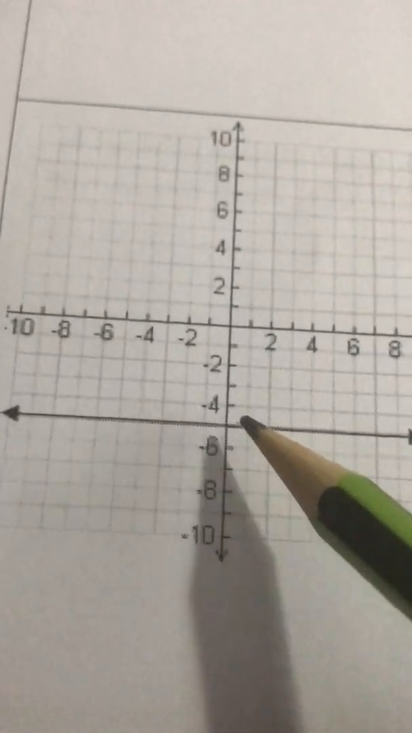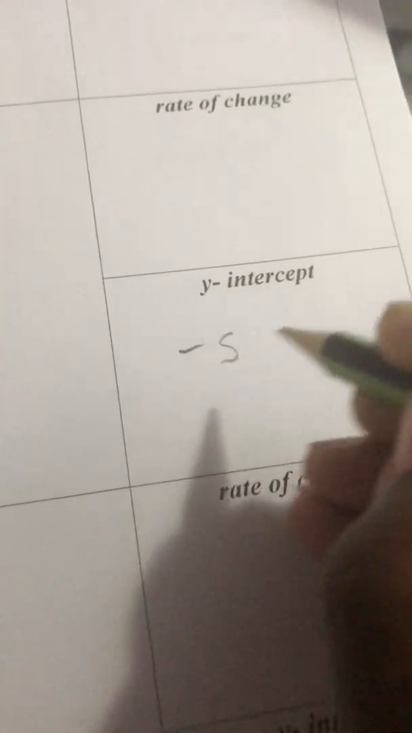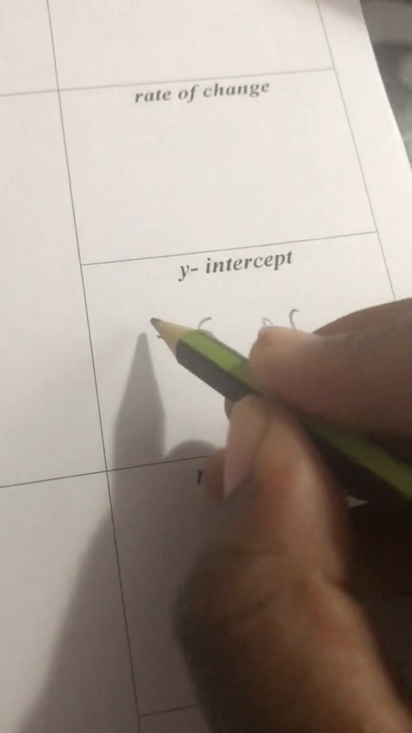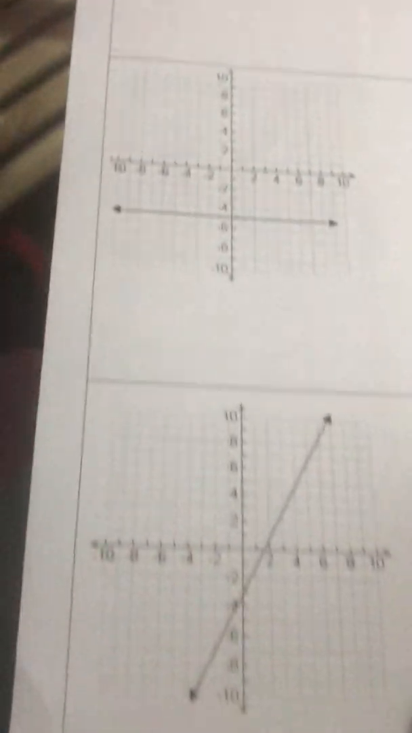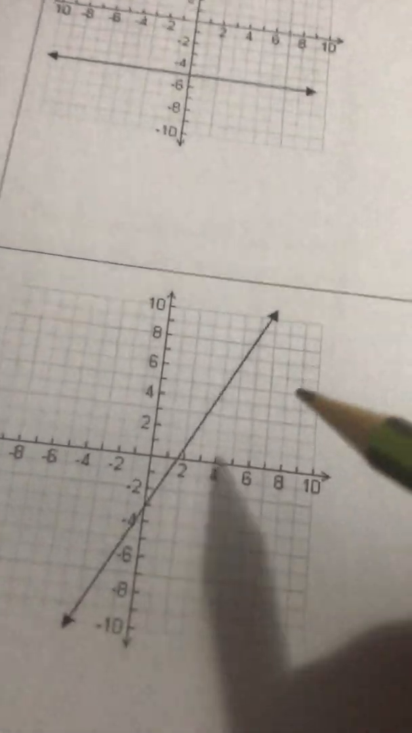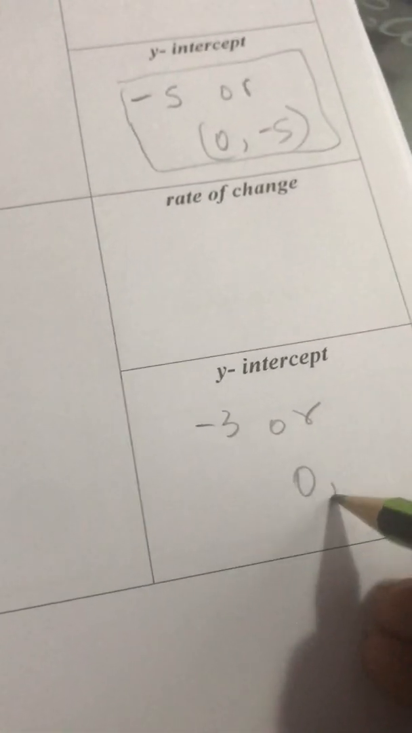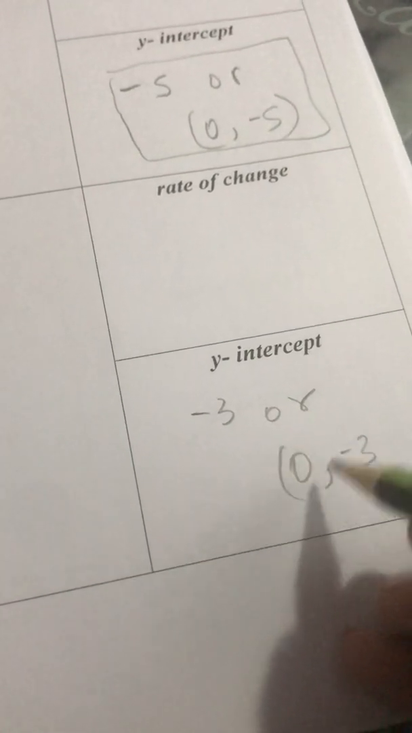This one, the y-intercept is clear. It is 5. 5 or -5? -5. So you just write here -5 or (0, -5). So that's the answer for this one, for the y-intercept. Here, the y-intercept is at -3. Okay? So -3 or (0, -3).